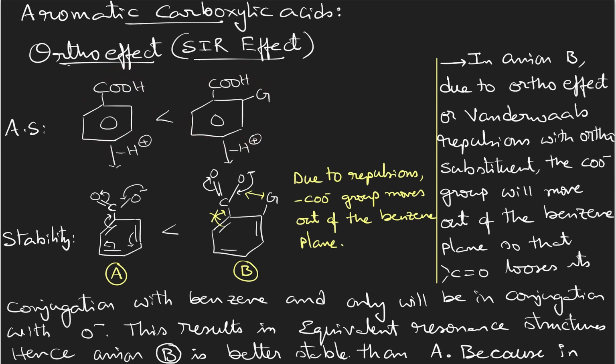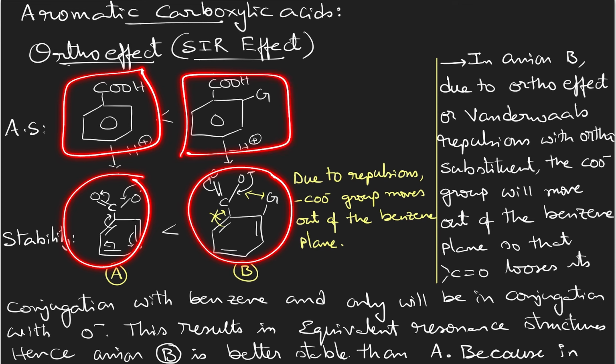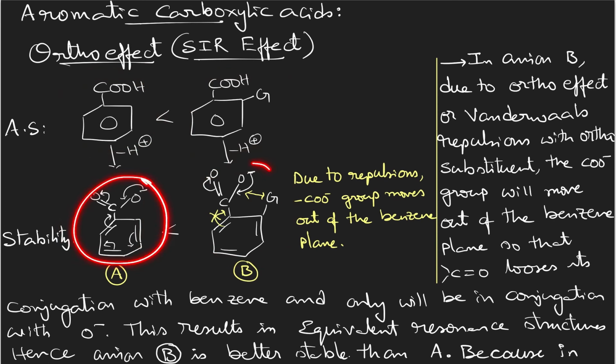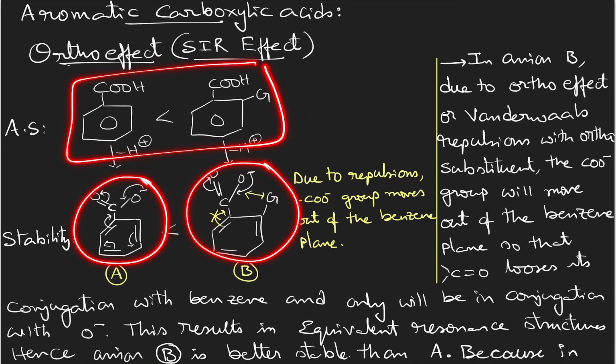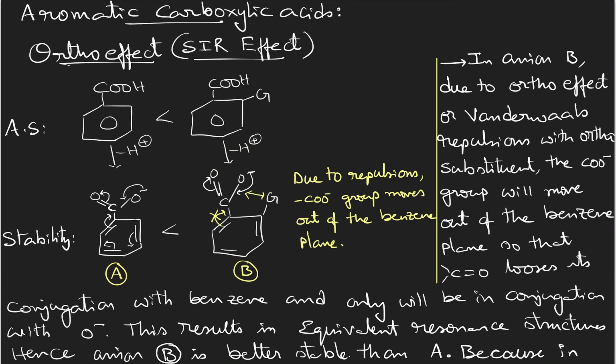Some group is here, I don't know what group it is. It may be an electron releasing group or a withdrawing group, we don't know, but some group is present at the ortho position. So in benzoic acid, after the release of H plus ion, the conjugate base is formed. Remember one point: the acidic strength of compounds is directly proportional to the stability of their conjugate bases. This is the conjugate base of this acid and this is the conjugate base of this acid. So you compare the stabilities of these conjugate bases so that you can compare the acidic strengths of their respective acids.